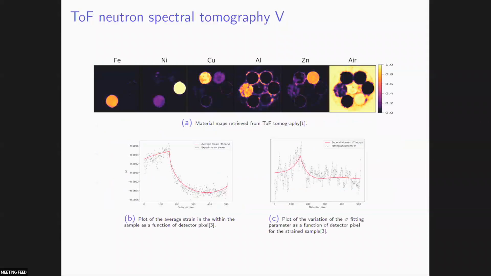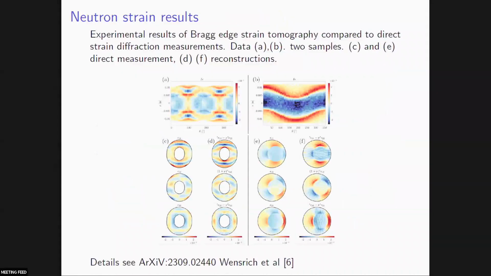Okay, I'll skip over. Okay, so those are material maps from time of flight neutron tomography. And this is recovery of the distribution of strain along one line. So it's quite noisy, but there is a signal in there.